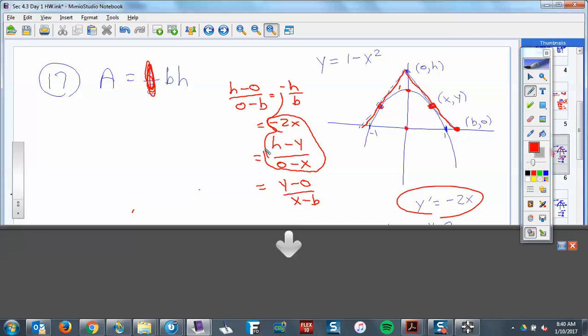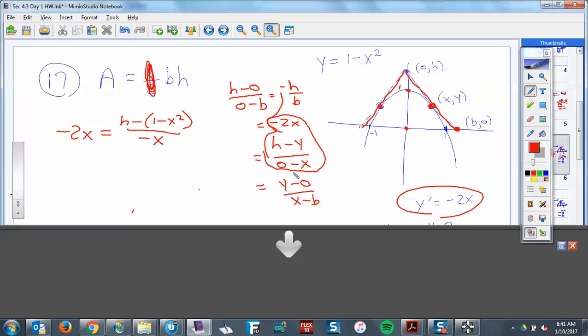What can we put in place of the y? 1 minus x squared. So I know that negative 2x is equal to, oh, I forgot I have two of these I'm going to have to do, because I got b and I got h, but you'll see there. So I'm going to take these two and set them equal to each other. So I'm going to have h minus y, so that's h minus (1 minus x squared) over negative x, right? Because of that right there.